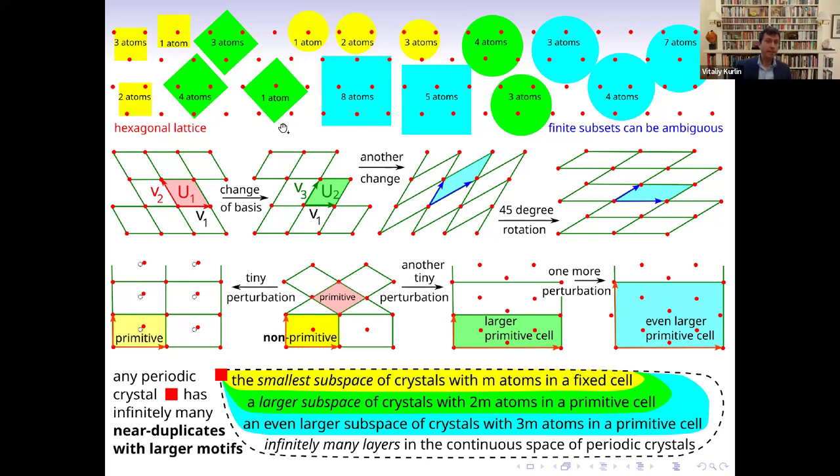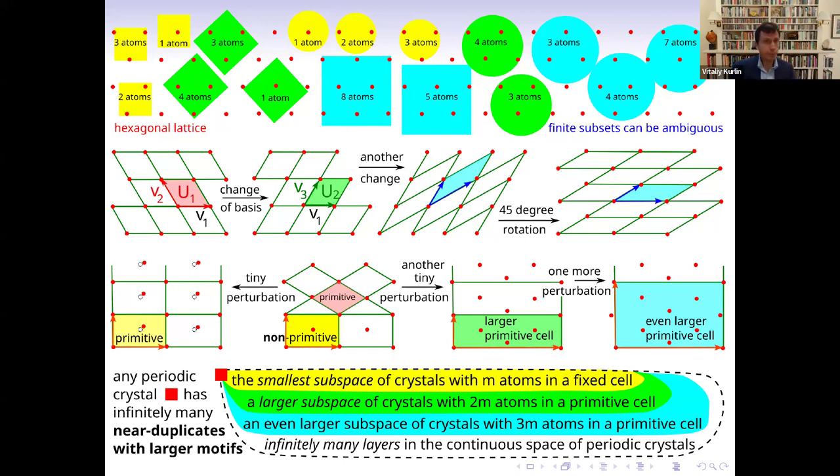So if you forget about everything else and look only at the finite subset, then we simply lose our periodic structure completely. From the same periodic structure, as simple as a hexagonal lattice, we could easily get very different finite subsets.